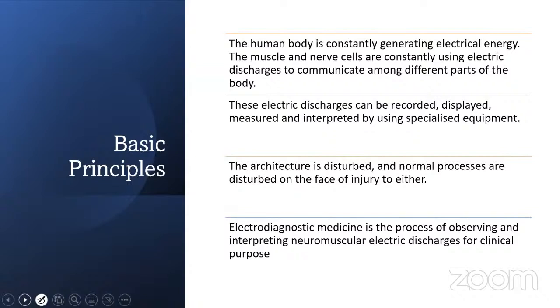So the human body is constantly generating electrical energy, that we all know. The muscle and nerve cells are constantly using electric discharges to communicate among different parts of the body. These electric discharges can be recorded, displayed, measured, and interpreted by using specialized equipment. The architecture and normal processes are disturbed in the face of injury to either, and these are captured on electrodiagnostic testing. Electrodiagnostic medicine is the process of observing and interpreting neuromuscular electric discharges for clinical purposes.